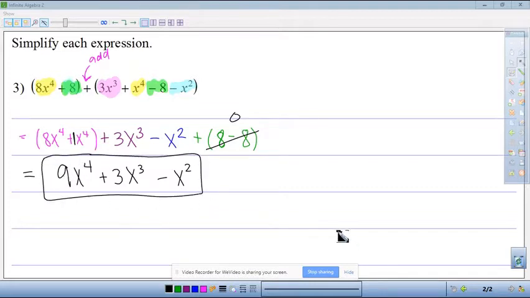So now I have a polynomial with a degree of 4, because the biggest exponent is 4, and a leading coefficient of 9, because the coefficient of the term with the greatest degree is 9. All right, let's try another one.